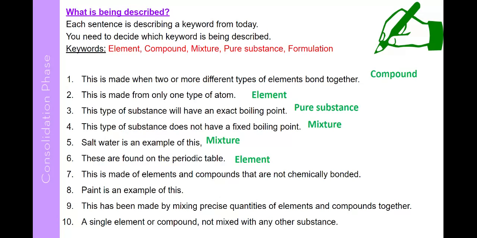Number 7, mixtures are not chemically bonded. Number 8, paint is an example of a mixture, but is a special type of mixture known as a formulation. Number 9, this has been made by mixing precise quantities together. Formulation. Number 10, pure substance.